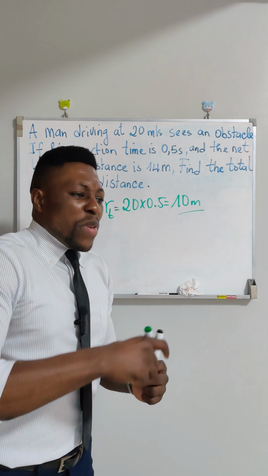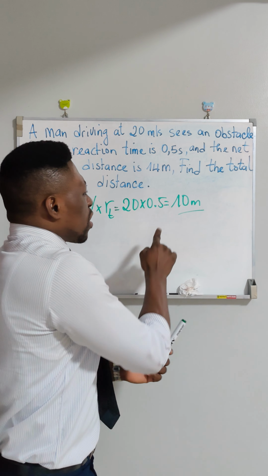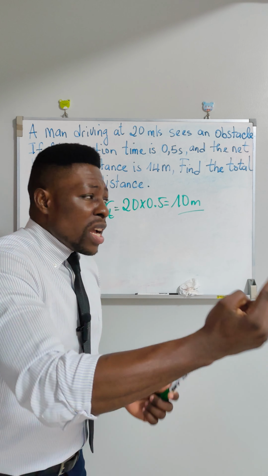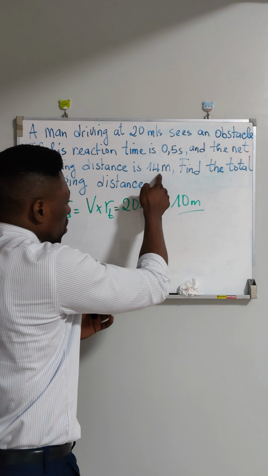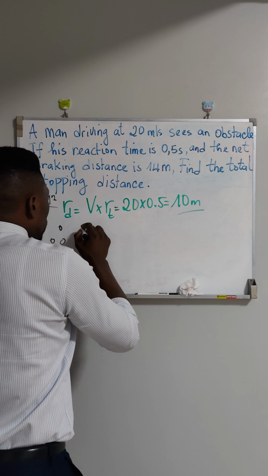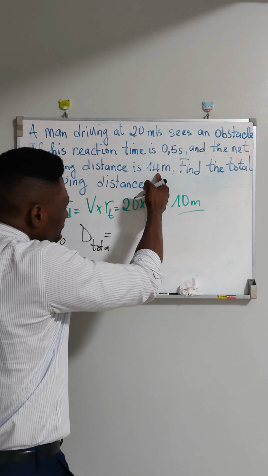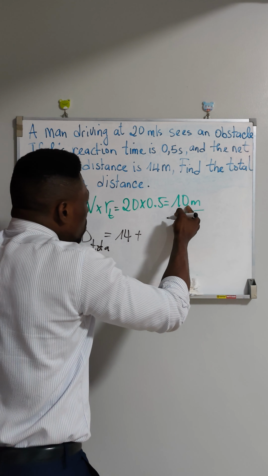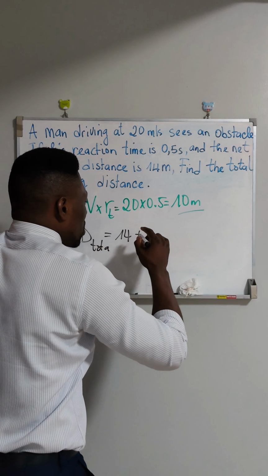This means before this driver actually applies the brake to bring the car to a stop, he covers another 10 meters from the time he perceives the obstacle. Now the question is clear that the net braking distance is 14 meters. Therefore, the total stopping distance will be equal to the net braking distance, which is 14 meters, plus the further 10 meters which he covers during the time his brain is still analyzing and taking action.